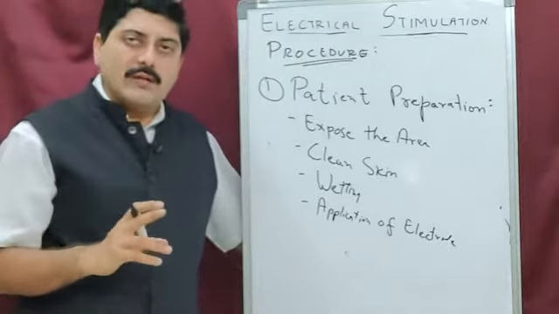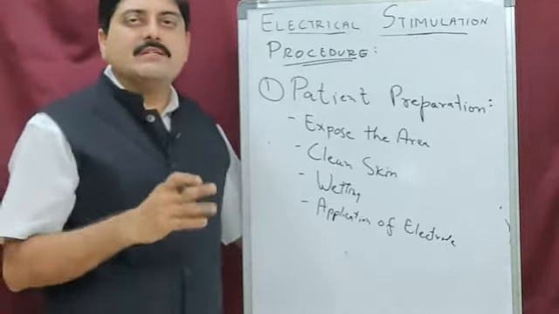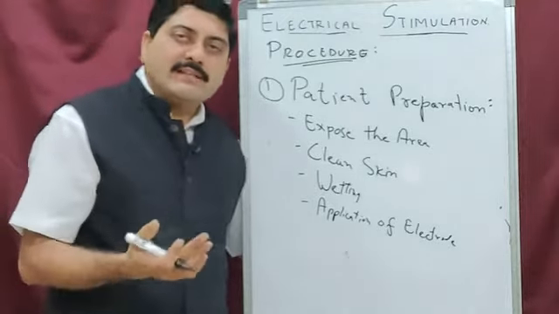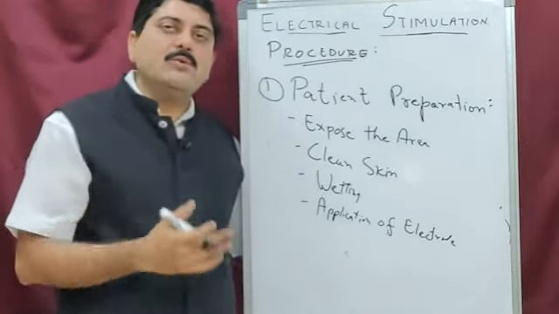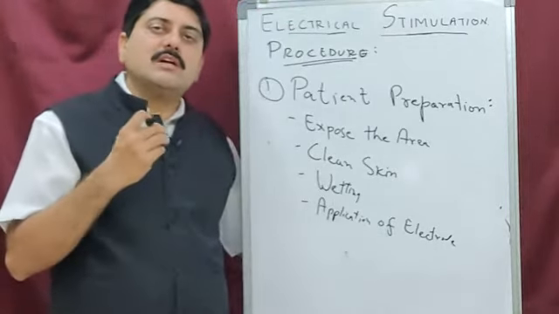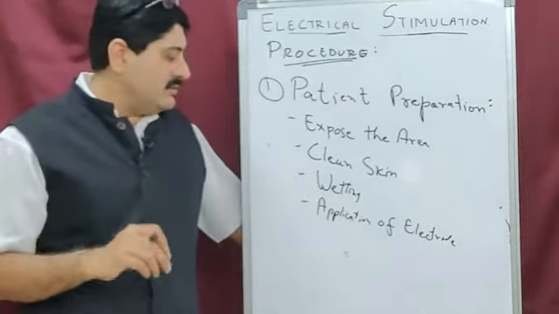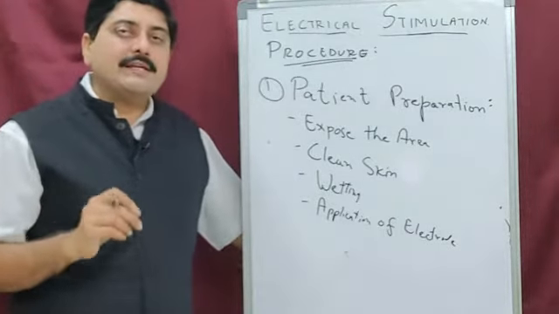Why we are using the motor point is because it innervates multiple muscle fibers, so it will give you faster response when compared to otherwise, right? So it can cause a global contraction of muscle rather than a local contraction of muscle. So we are going to go for application of electrode.